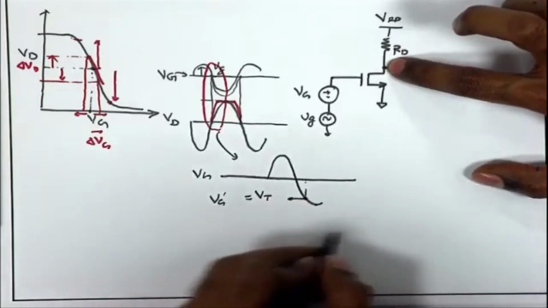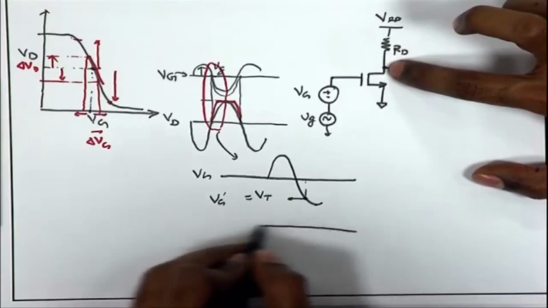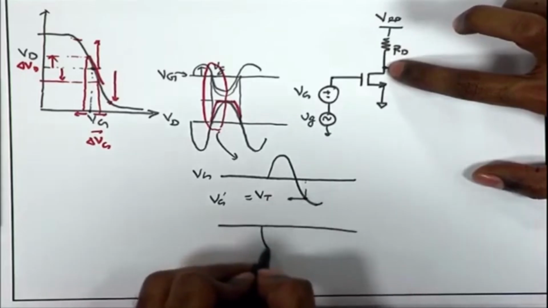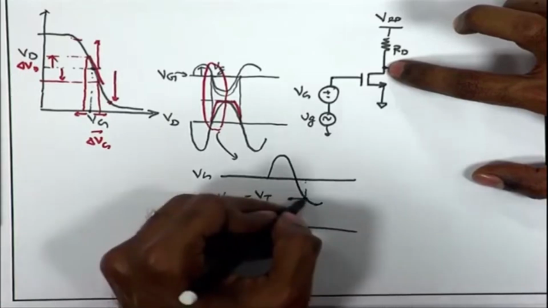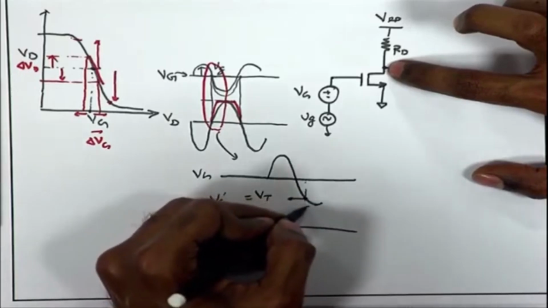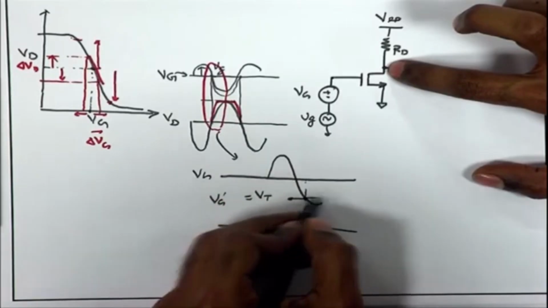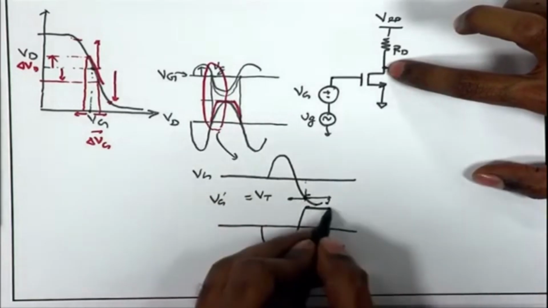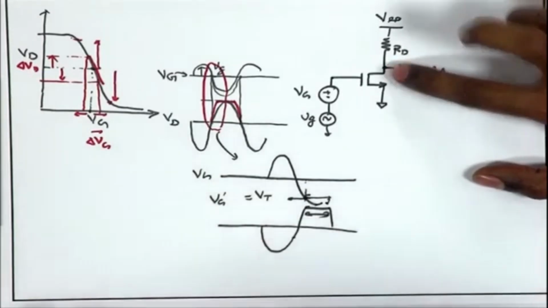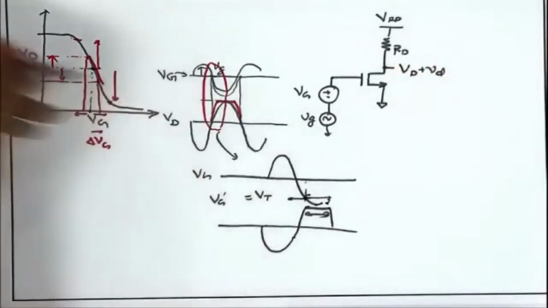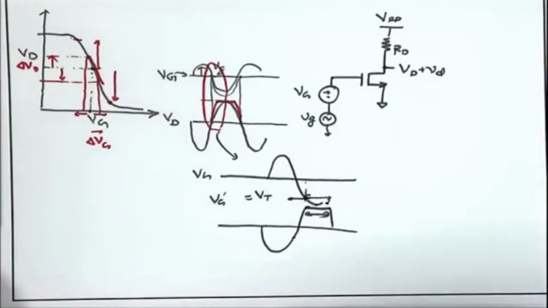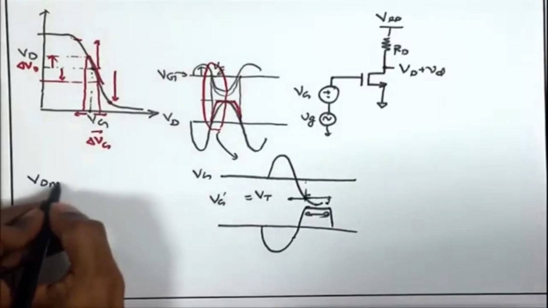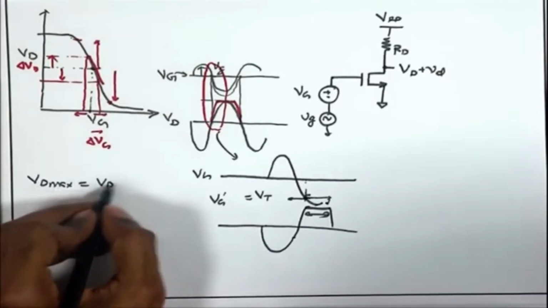So, at this point my current is almost 0, and therefore the output voltage corresponding to this point will hit VDD, and for the rest of the signal which is below this, it will remain VDD, right. So, you are getting the signal clipped at VDD. Therefore, the maximum output signal Vd max I can have is VDD.